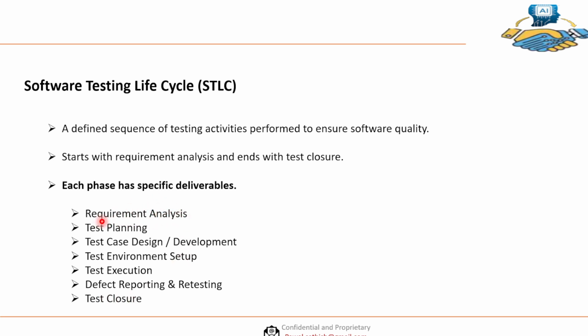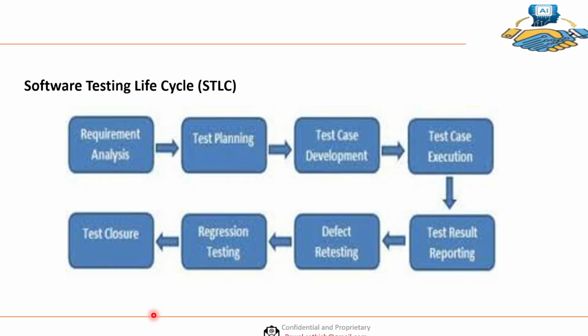Here, the first phase is requirement analysis. Then as a QA or full stack QA, we need to do test planning, then test case design or development, then test environment setup, test execution, defect reporting and retesting, and the test closure. So this is the STLC. Now through this graph, we see requirement analysis, then test planning, test case development, test case execution, result reporting, defect retesting. Then we also perform regression testing, and we do the test closure. So this is the software testing life cycle.